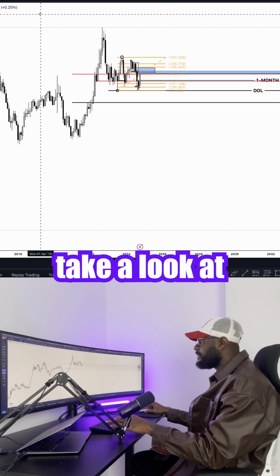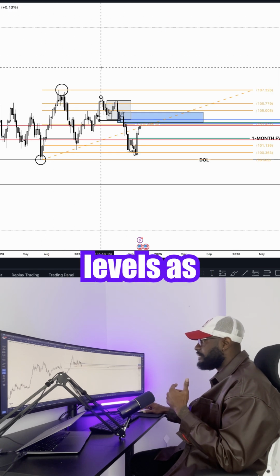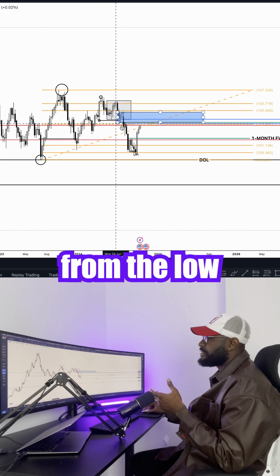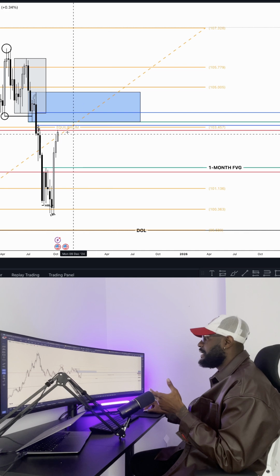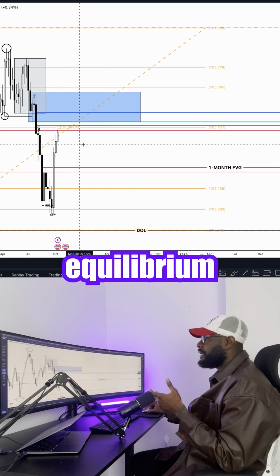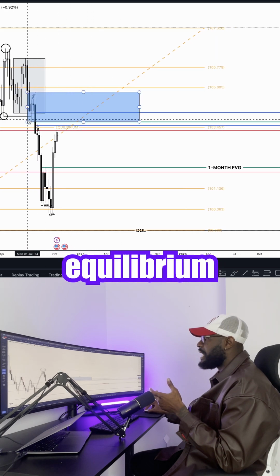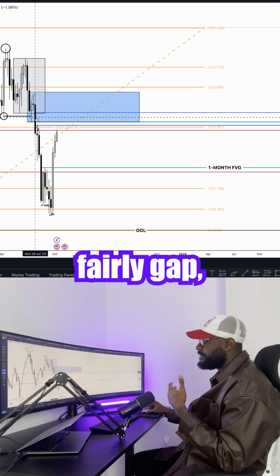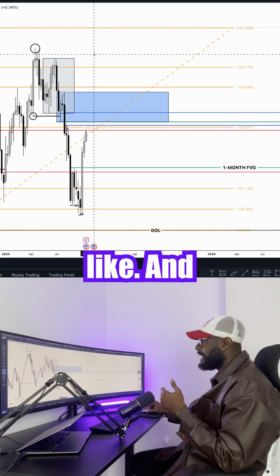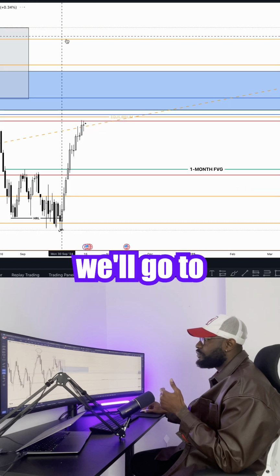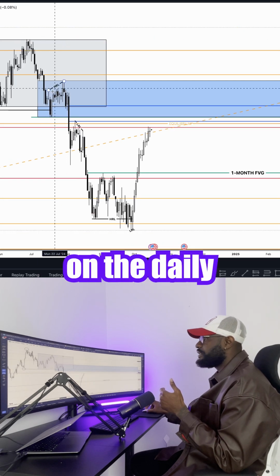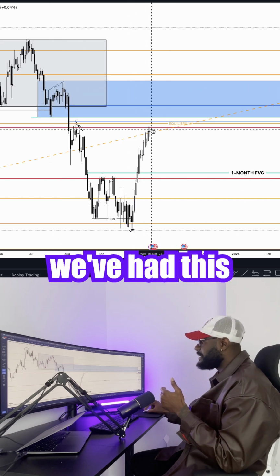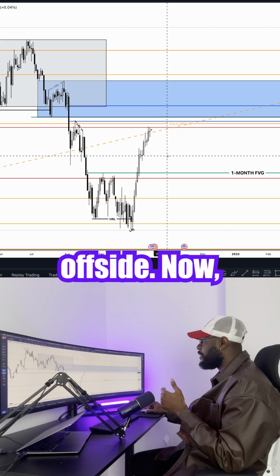Now, let's take a look at what is happening on the weekly levels as well. Using the Fibonacci from the low to the high, you can see right here is the equilibrium zone, and we're nearing that equilibrium zone. And look what's resting above that equilibrium: inefficiency, fair value gap, imbalance, you can call it whatever you like. After that, we'll go to the daily time frame. On the daily time frame, look what we have here, high resistance liquidity, and we've had this explosive move to the upside.